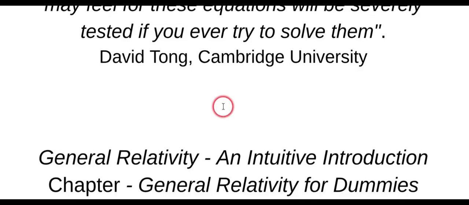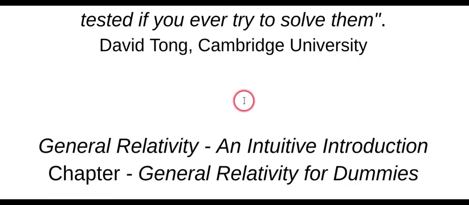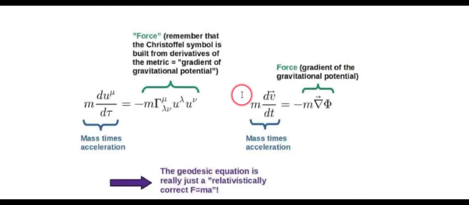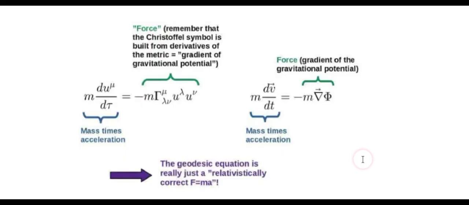I was perusing my book, General Relativity: An Intuitive Introduction, the chapter called General Relativity for Dummies, and I saw this drawing he made. I saw the geodesic equation, which we've been working on, and he multiplied both sides by mass. And then this is the second law of motion from Newton, and you just look at them and they start looking very similar. And then you say, oh, how can you make this look like that? So that's what this is about, okay?